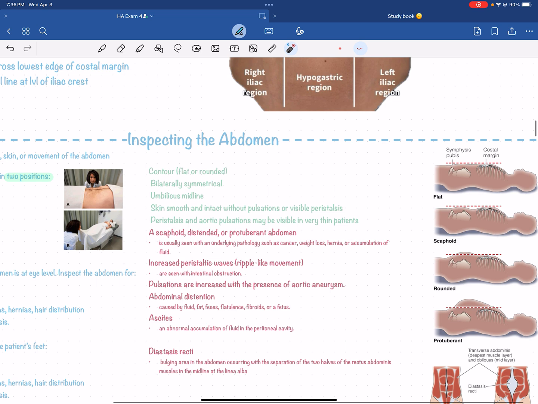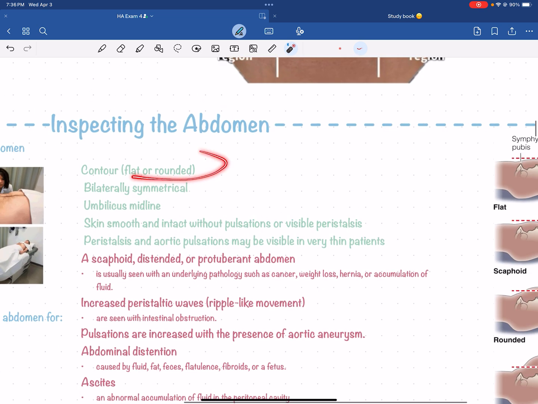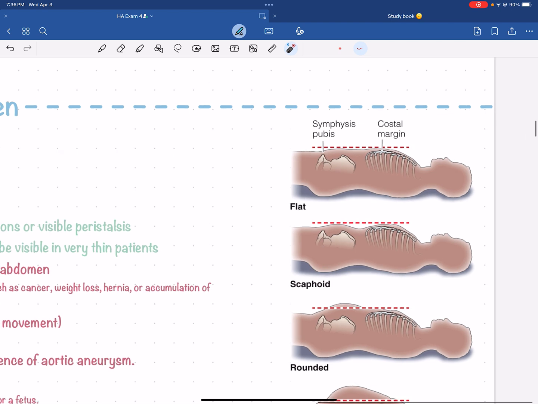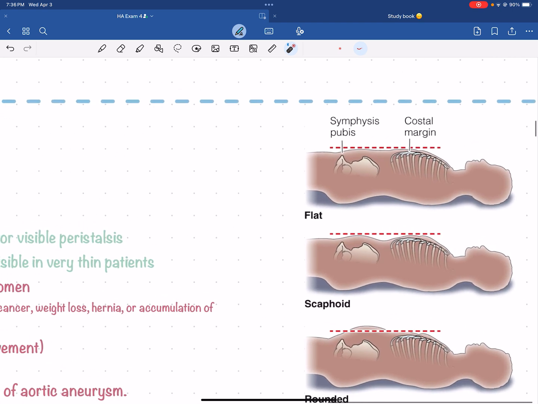When we're talking about contour, we want it to be flat or rounded. And what does that mean? Flat is when you draw a straight line from the symphysis pubis to the costal margin. The stomach should basically be flat, so there shouldn't be any overlap or underlap of that line.